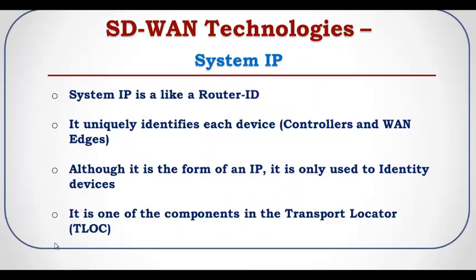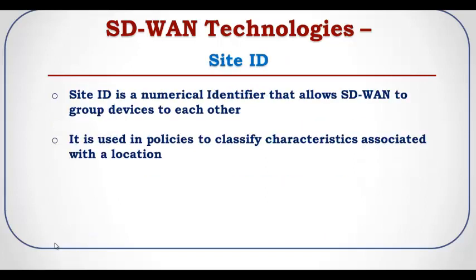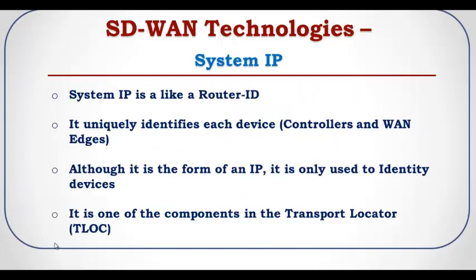Organization, site ID, system IP. This is the IP address using which we identify the devices. This will be unique for every device. In my previous example for site ID, I had two edge devices. Both edge devices will have the same site ID but not the same system IP. System IP will be different. System IP should be unique.